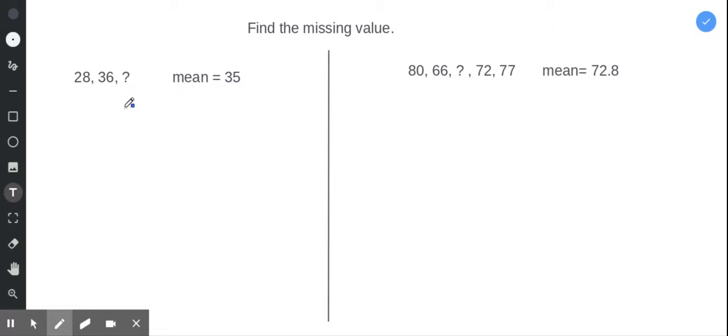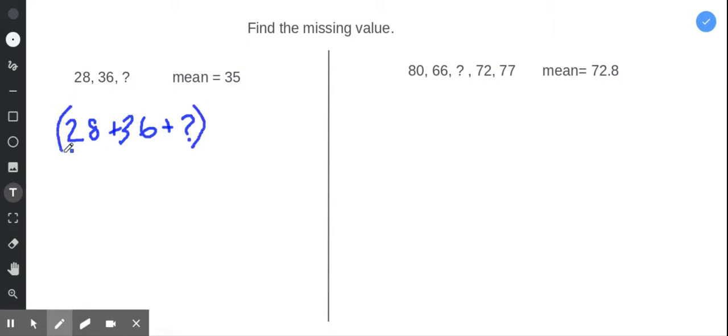We know from the last example in finding the mean that in order to find 35, I would have to follow those 2 steps. I would have to add my data together. I'd have to do 28 plus 36 plus whatever that number is. I would have to add those first.